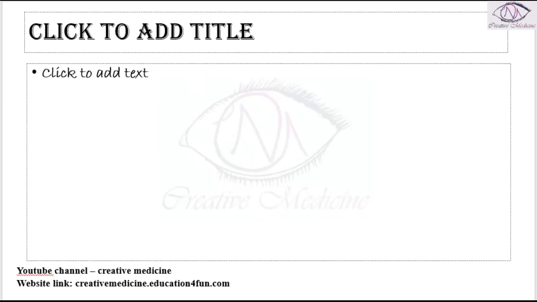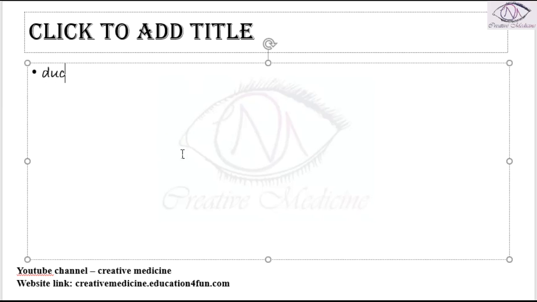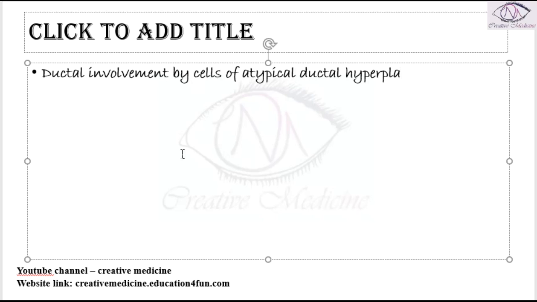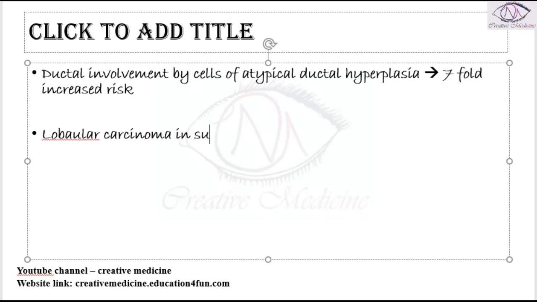Then we have carcinomas. If ductal involvement is seen by cells of atypical ductal hyperplasia, then there is a 7-fold increased risk. Whereas if the patient has lobular carcinoma in situ, it is an in situ carcinoma, for it to develop into a full-blown carcinoma, there is a 10-fold risk. Similarly, if there is ductal carcinoma in situ, it also has a 10-fold risk of development into full-blown carcinoma.